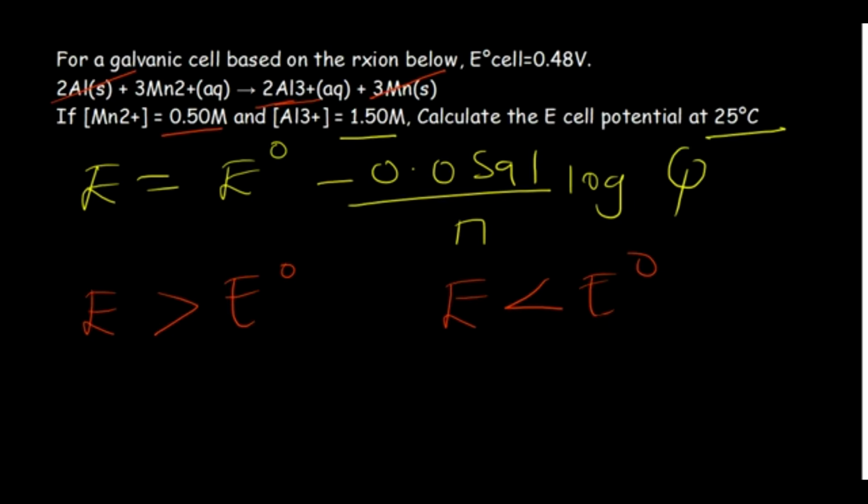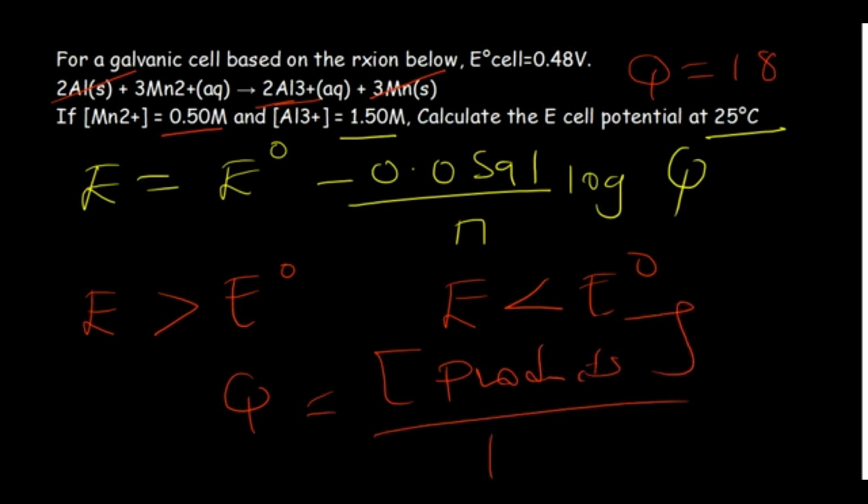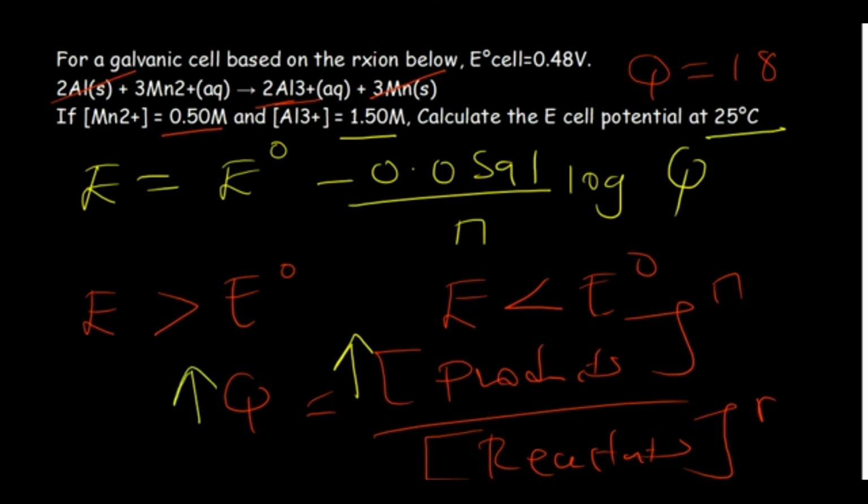So what is important is we've seen that our Q depends on the products over the reactants' concentrations, which are raised to their stoichiometric powers. This implies that when you increase the products, you increase the quotient Q. And when you do the opposite, when you increase the reactants, you reduce the quotient Q. That is what you have.